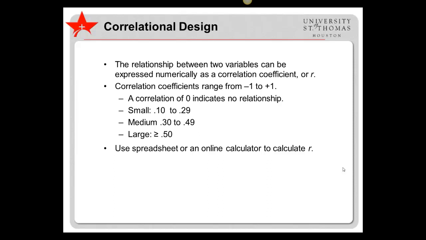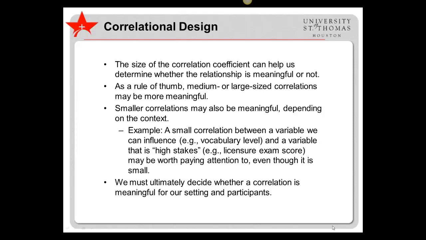Correlation coefficients between 0.10 and 0.29 represent a small relationship. Correlation coefficients between 0.30 and 0.49 represent a medium relationship. And correlation coefficients equal to or greater than 0.50 represent a large relationship. The sign, positive or negative, indicates whether the relationship is positive or negative. Fortunately, we can use a spreadsheet such as Excel or an online calculator to calculate the value of R.